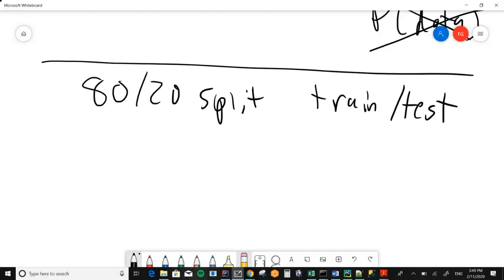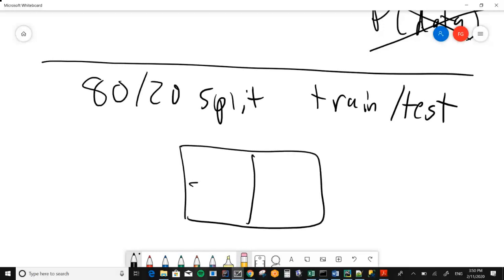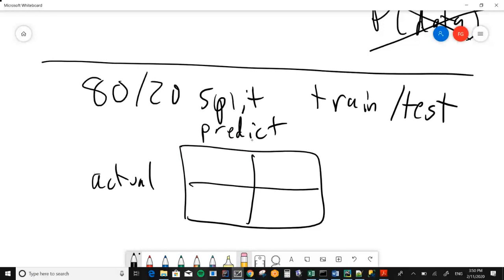So you set aside, say, 20% of the data to be test data. And then you see what it does. Now, having said that, what does it mean to test it? Here's the issue. There are 4 different outcomes we need to track. So we have actual and what it predicts. And so then we have positive, and negative.